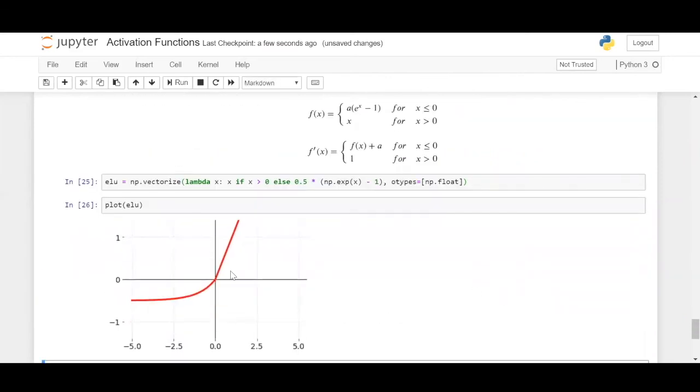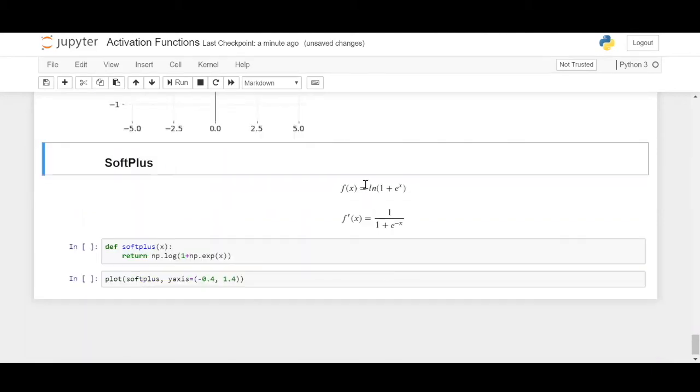So this one also I'll just plot. Basically, this is y is equal to x, and y is equal to a into e power x minus 1, where a lies between 0 and 1. So this is an exponential value, hence the graph looks like this.